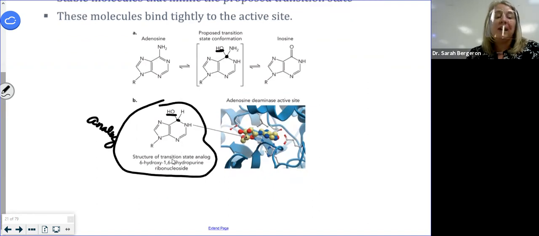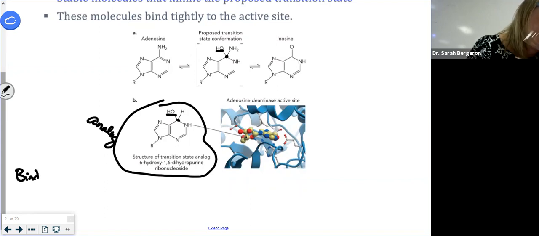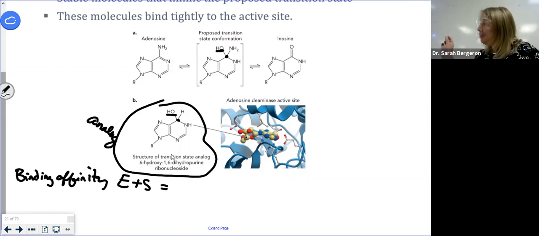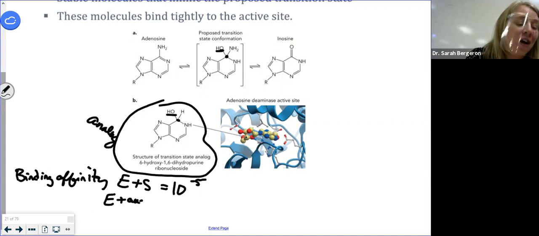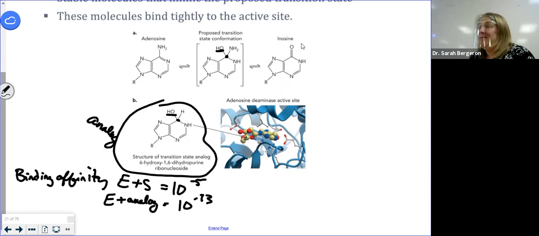And so if we look at just binding affinity for the enzyme and substrate, what you're going to see for the normal substrate is something like 1 times 10 to the negative 5. That's pretty good. That's pretty high affinity. Binding affinity for the enzyme plus the analog, 1 times 10 to the negative 13. That's a huge difference. That is an insanely large increase in binding affinity.